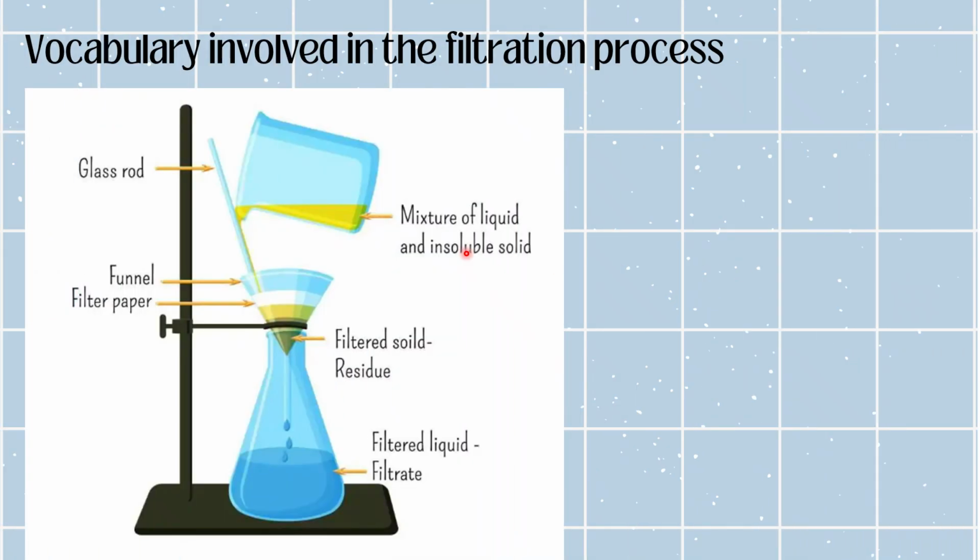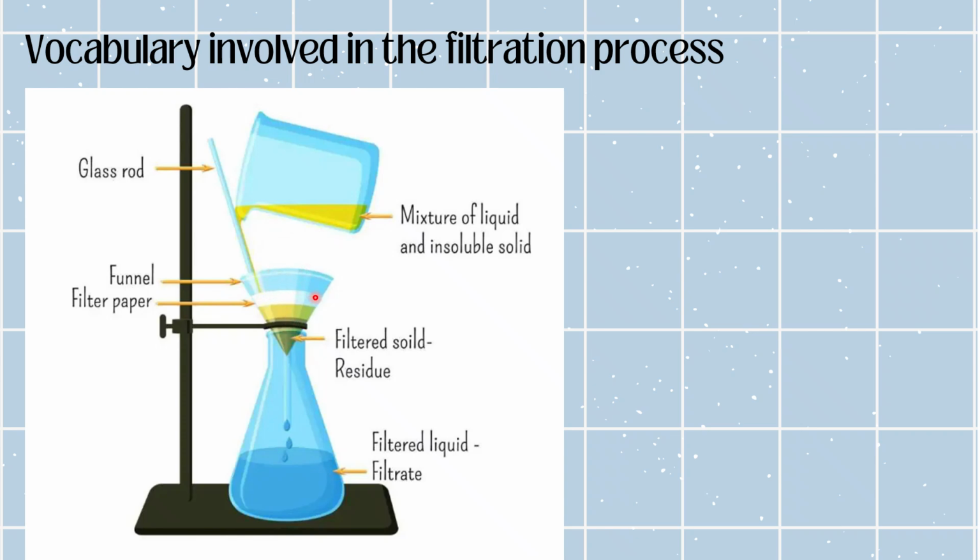So here is the actual arrangement of the apparatus when you're carrying out the filtration process. Now there are different vocabularies involved in the filtration process. Firstly, let's understand how we are supposed to arrange the setup. You need a stand with a clamp. Along with that, you need a container. It can be a beaker or a conical flask. Above that, you're going to put your funnel.